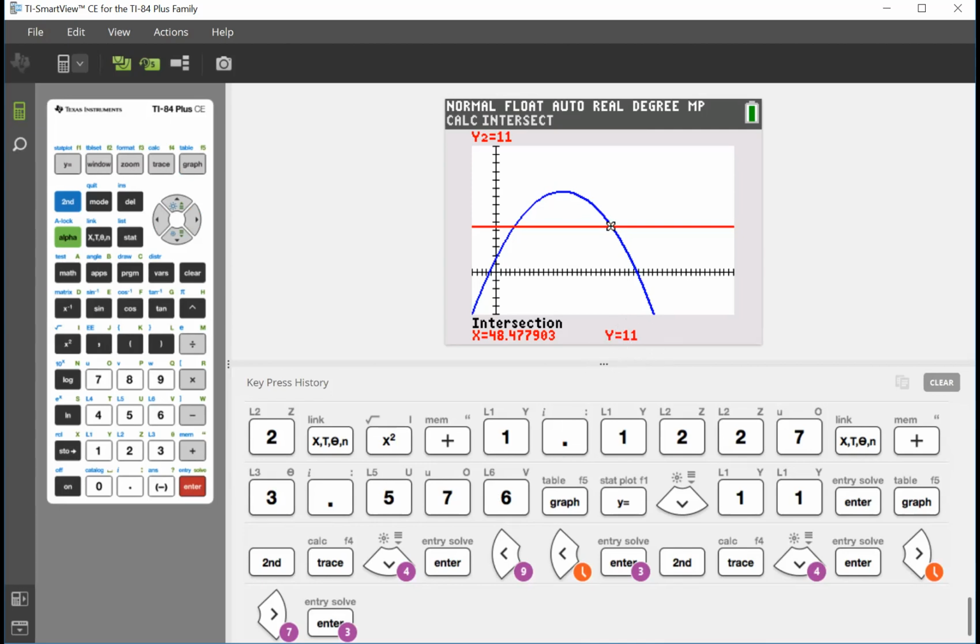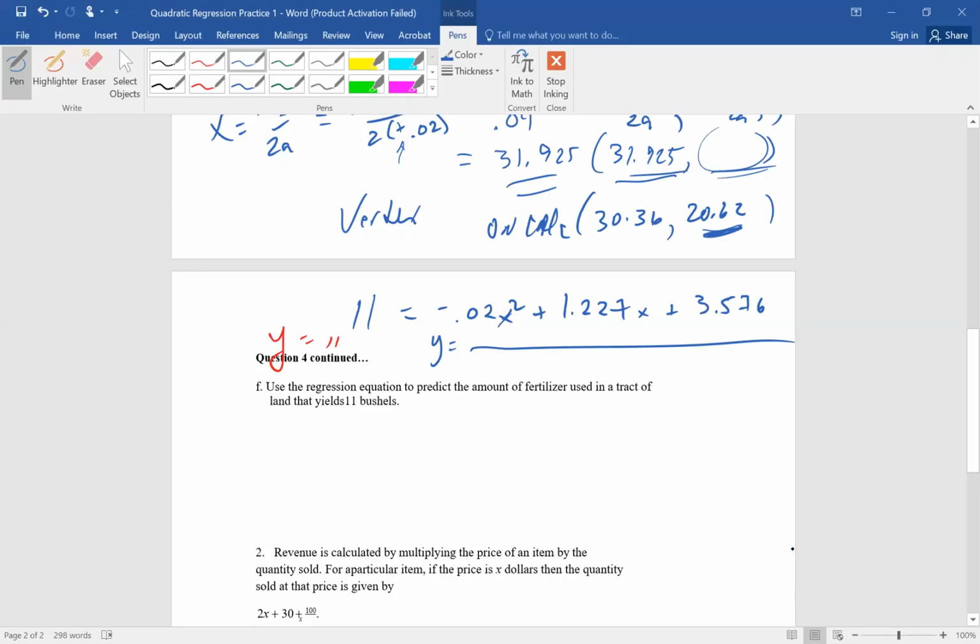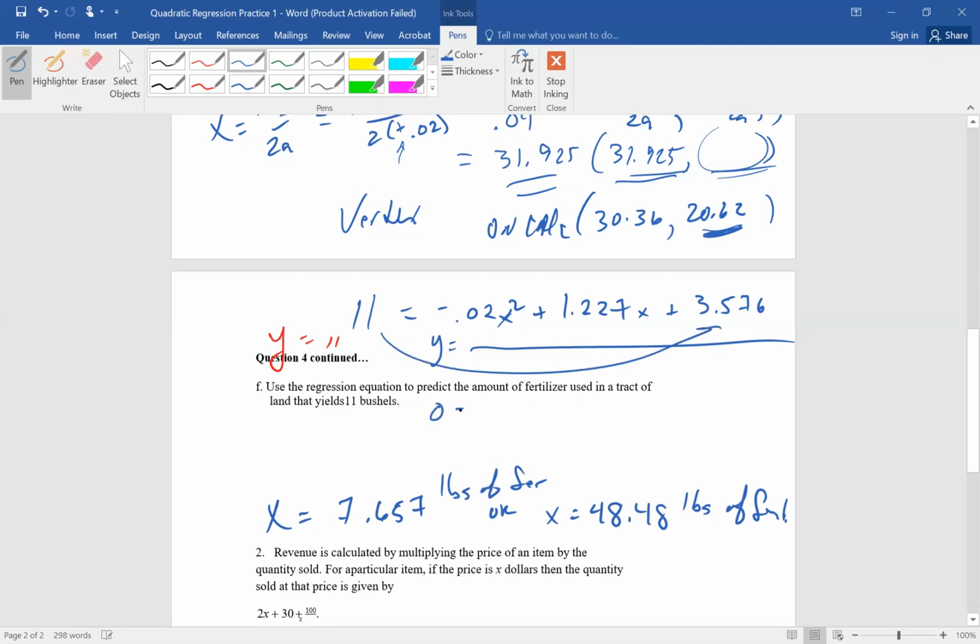And if I bounce back over to my question, and hint, you'll see this on a midterm, that's all you have to do. So x is, what do we say, 7.657, or x is equal to 48.48. Now notice this is pounds of fertilizer, so you need to be able to communicate what you're talking about. Now, if I wanted to do that by hand, again, you could move the 11 over, and you could say 0 equals negative 0.02x squared plus. You could do all this.